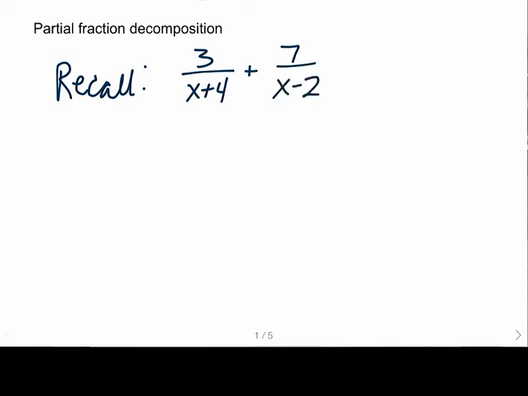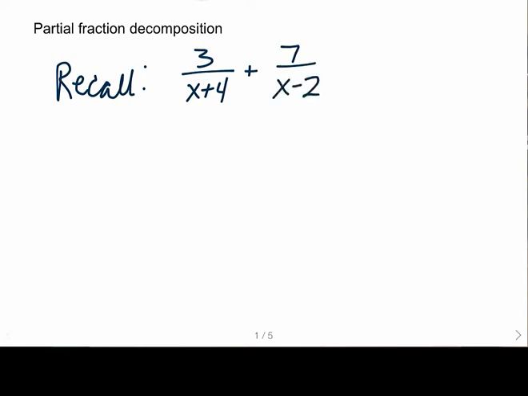In this session, we're going to see about a process called partial fraction decomposition. And before we actually do it, let's see the principles on which it's based. Suppose I have two rational expressions that I want to add. Let's say I've got 3 over x plus 4 plus 7 over x minus 2.